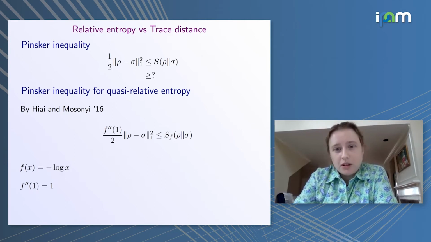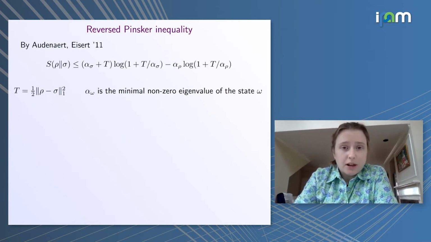So now the question is, can you reverse this inequality? Of course, with different prefactors and so on, but can you upper bound the relative entropy with the trace distance? That's a bit tricky because the relative entropy can be infinite. So you have to play around with the states. The bound must depend on the structure of the states.